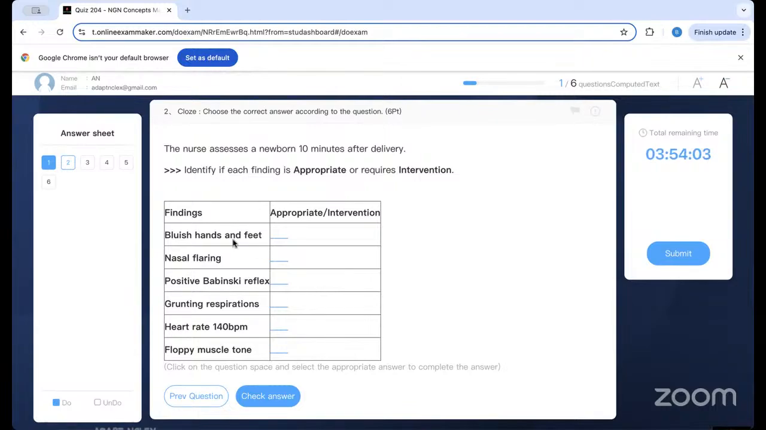So, bluish hands and feet is acrocyanosis. It's an expected finding on a new baby. Just let mommy warm them up. So, this is appropriate. It does not require intervention.